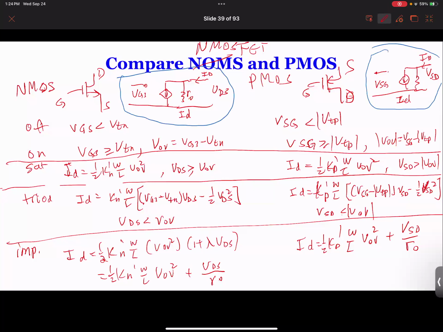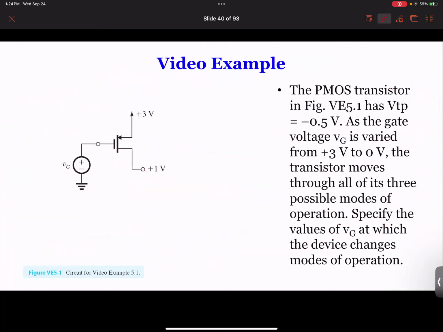We can probably move on to talk about PMOS and look at different circuit configurations and try to get the solutions. So this is a video example in a book, and you guys can start looking at the behavior of the device. So let me write down a few variables, and we can go on to the next slide to find the solutions.